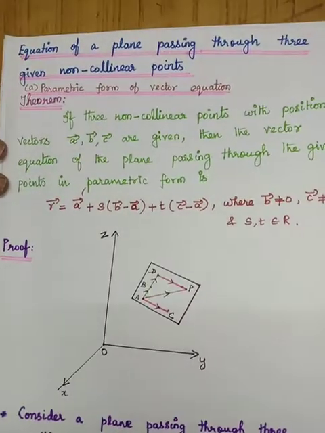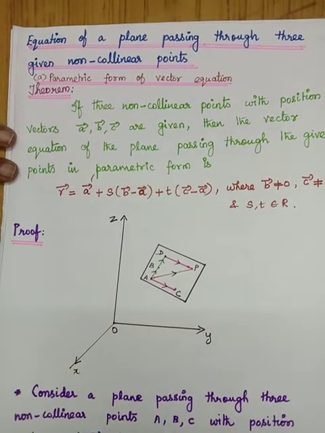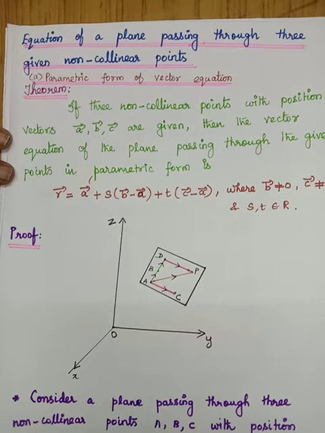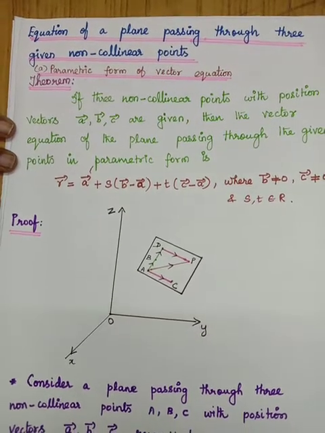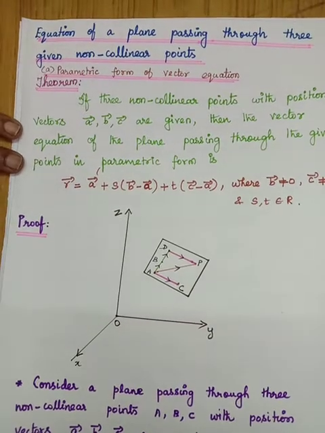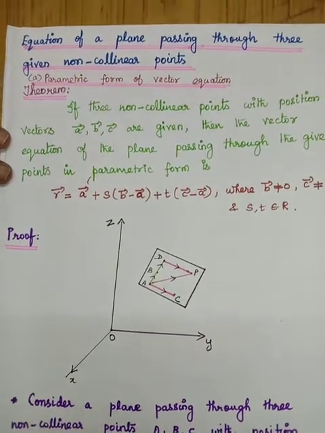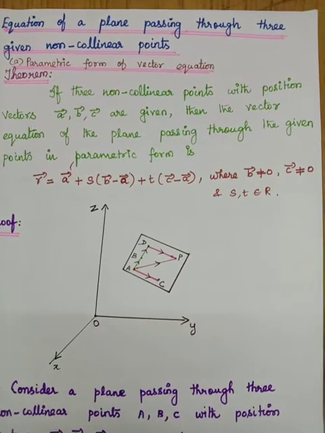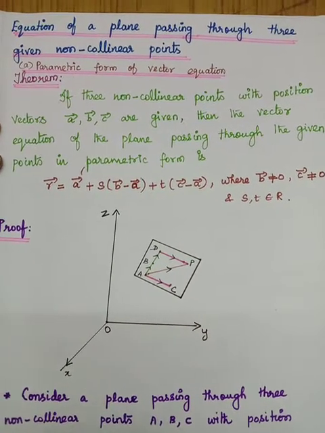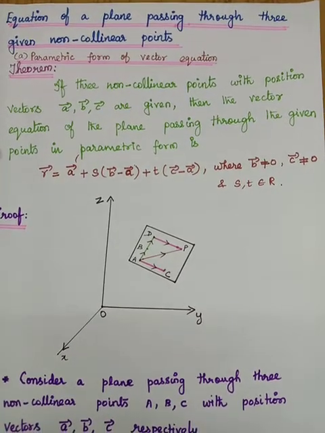In the previous video, we have seen how to write the vector and Cartesian equation of the plane when the normal is given. Today, we are going to see the vector and Cartesian equation of the plane when passing points are given. Passing points and parallel vectors are given. How to write the parametric and non-parametric form of the vector equation and Cartesian equation of the plane.